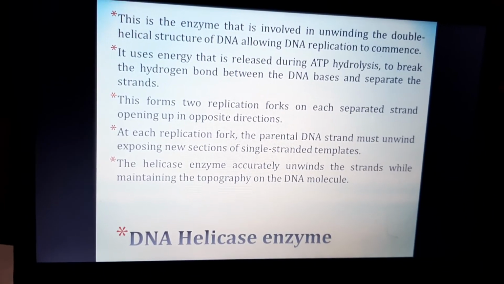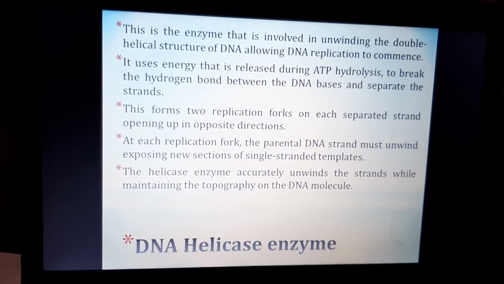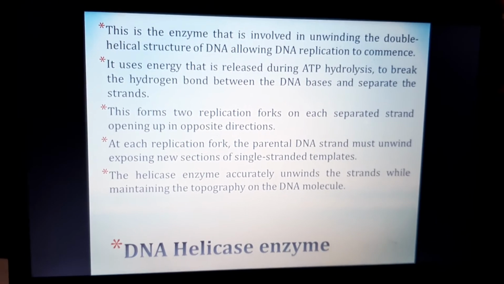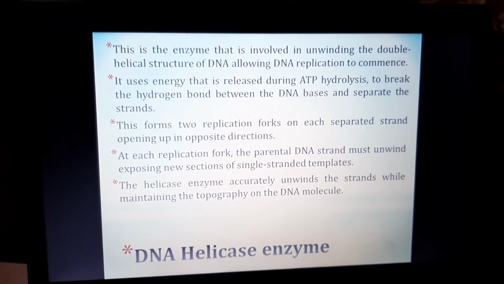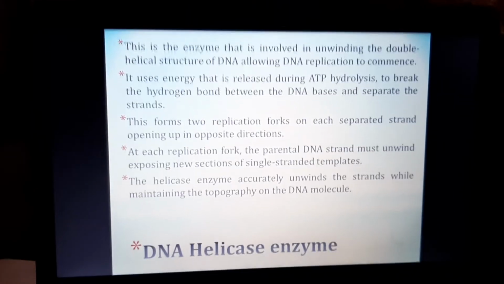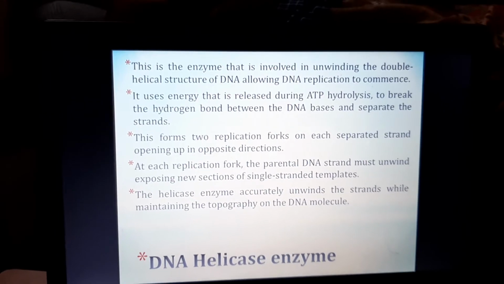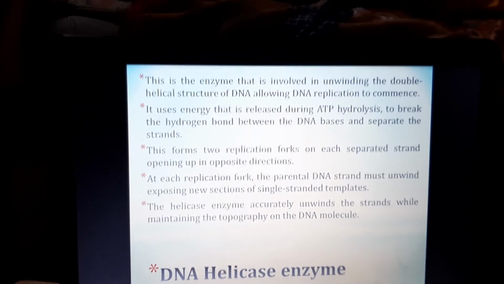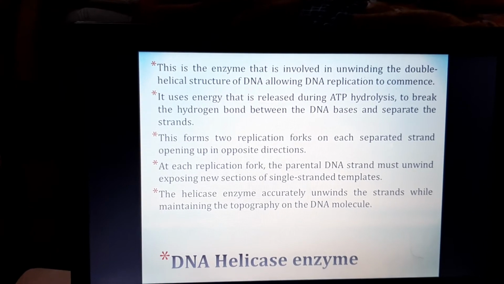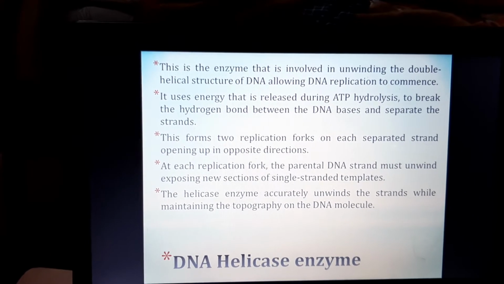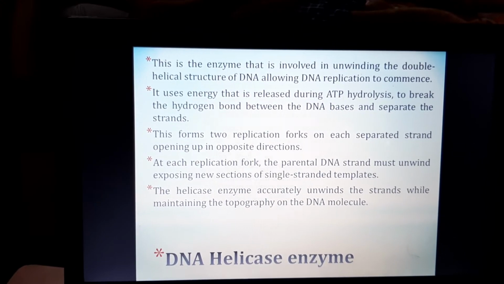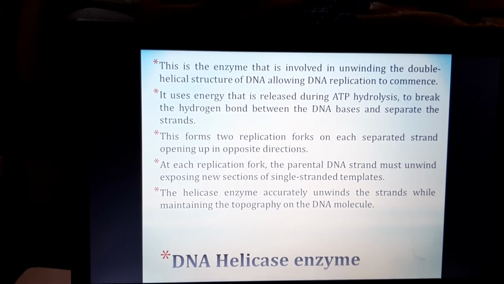Next one, DNA helicase enzyme. This enzyme is involved in unwinding the double helical structure of DNA, allowing DNA replication to commence. It uses the energy released by ATP hydrolysis to break the hydrogen bonds between the DNA bases and separate the strands. This forms two replication forks on each separated strand, opening up in opposite directions.